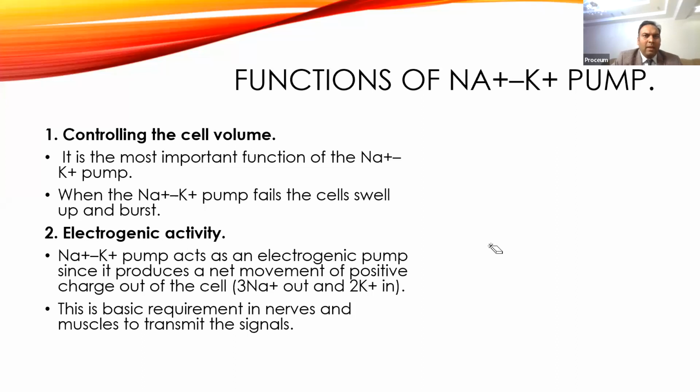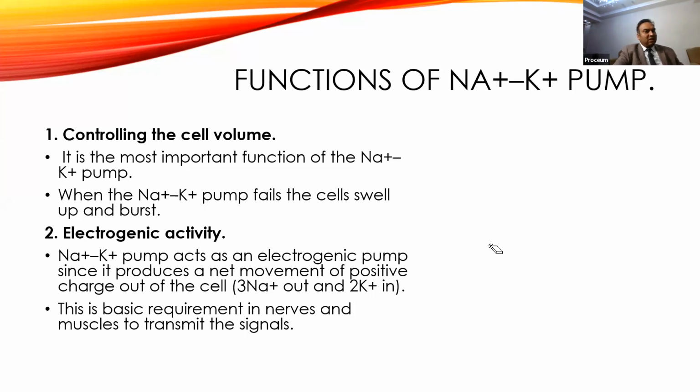Then come to the electrogenic activity. Someone asked the question, sir, tell us about the electric potential, how it is generated. As we already know, the sodium potassium pump moves 3 sodium ions outside the cell and 2 potassium ions inside the cell. This causes a net loss of 1 positive charge from inside the cell to outside, and that creates an electric difference across the cell. This is not the only factor responsible, and other factors are also involved. When we talk about the resting membrane potential, we'll discuss the other factors responsible for the membrane potential.